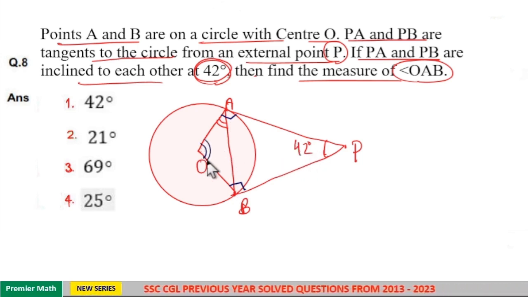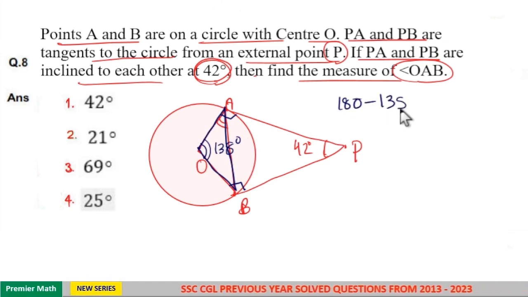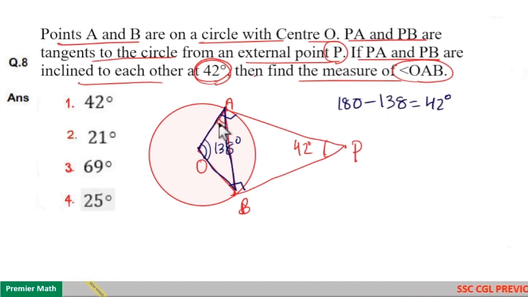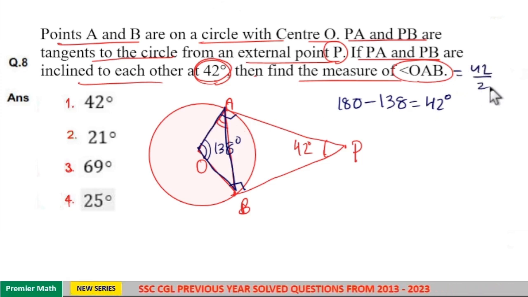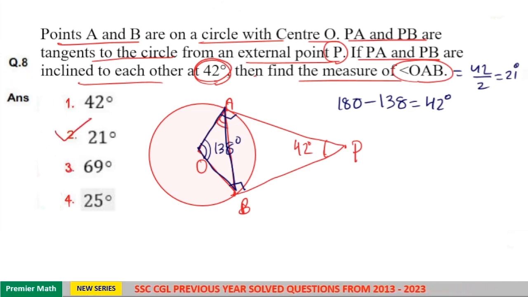Then the fourth angle is definitely 180 minus 42, because these two angles' sum should be 180 degrees. So 180 minus 42 is 138 degrees. If this is 138, then if you look at this triangle, these two are radii, which means these two angles are equal. So these two angles: 180 minus 138 is equal to 42 degrees. Then angle OAB is equal to 42 by 2, that is 21 degrees. Option 2 is your answer.